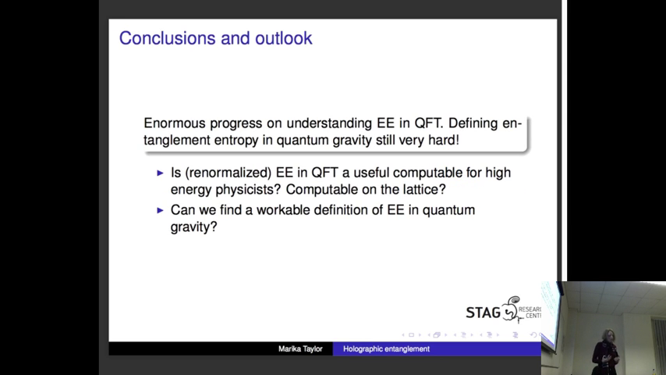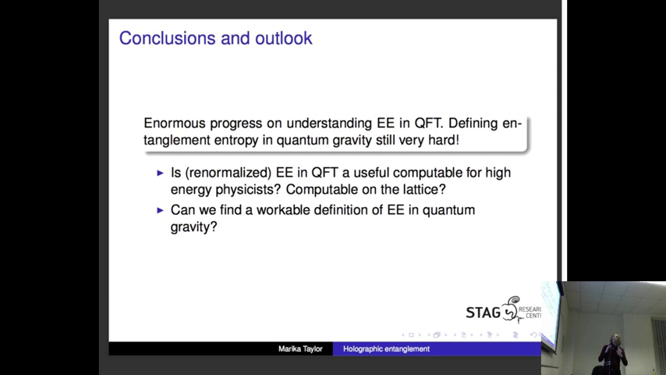So what has come out of the holographic discussion is, I think, a lot of progress on understanding entanglement entropy in quantum field theory over the last 10 years. Extending that to quantum gravity is still very hard. Lots of papers come out about that. I haven't said anything about that, but people are trying to do it. But I think there are two very key questions.